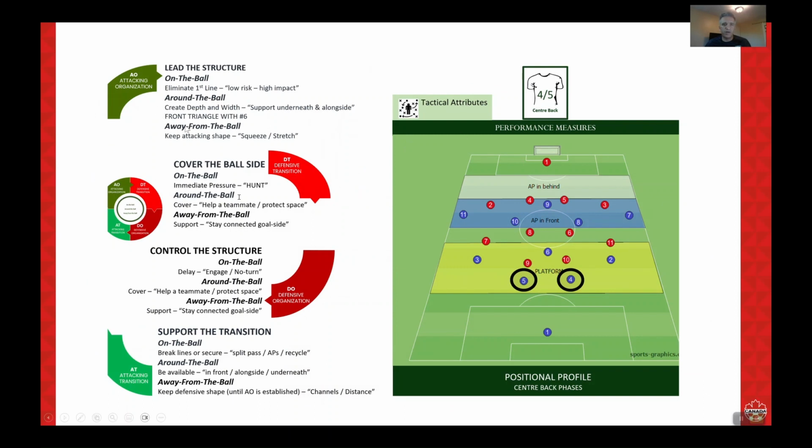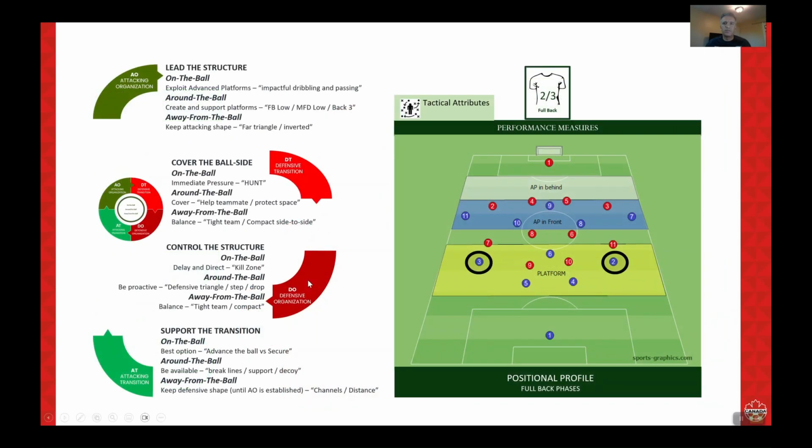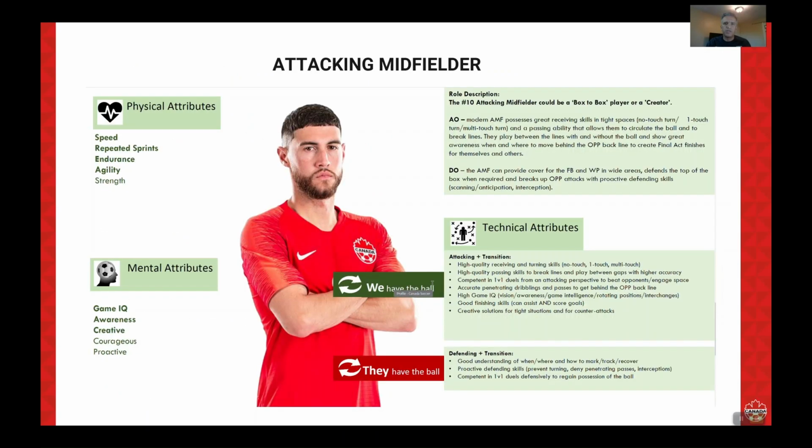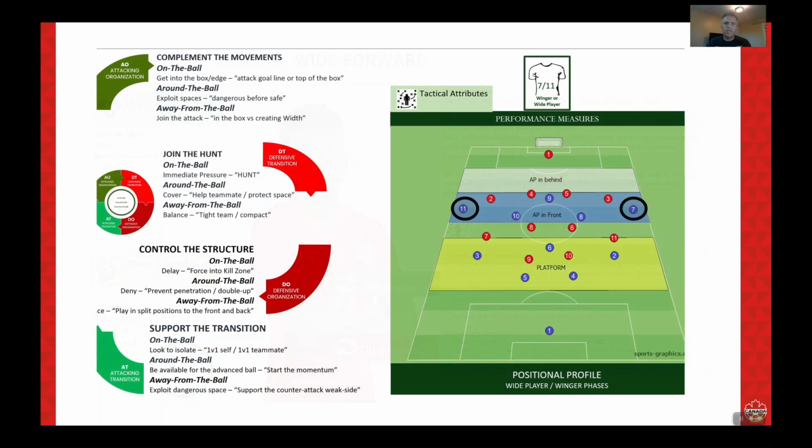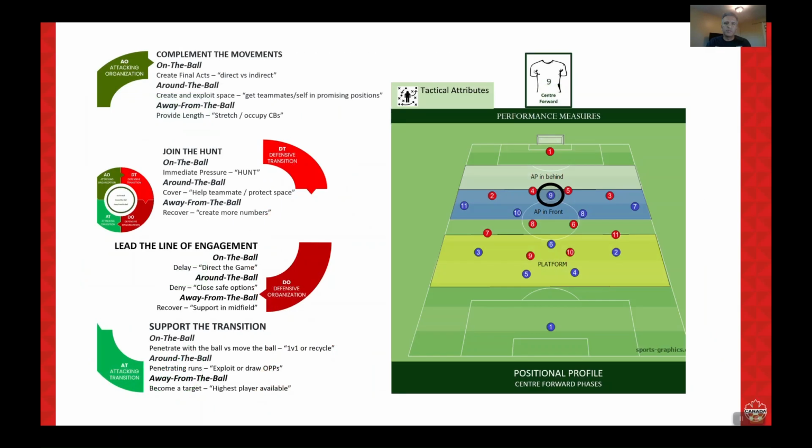And the tactical attributes, there are different tactical attributes for different moments. For example, for AO, lead the structure. On the ball, eliminate the first line, low risk, high impact. Around the ball, create depth and width, support underneath and alongside, front triangle with number 6. Away from the ball, keep tracking, shape, squeeze, and stretch. And also the other tactical attributes for the other positions: fullback, defensive midfielder, attacking midfielder, wide forward, and the last one, center forward.